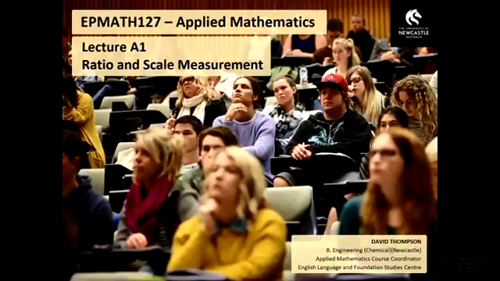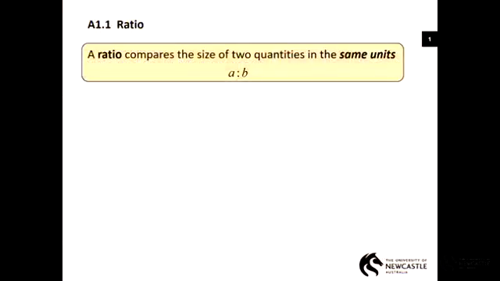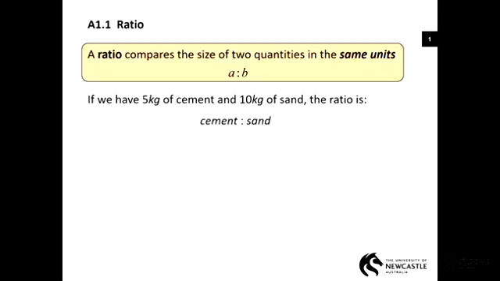Now, with the ratio topic, it's a little bit fractiony, but just the simple part of fractions. Let's get into it. Okay. So a ratio is something that compares the size of 2 quantities in the same units. As in A to B, some number to some other number. It tells you what ratio 2 things are in. Like a 5 kilo bag of cement and 10 kilo bag of sand, the ratio is cement to sand, 5 to 10. They're already in the same units.